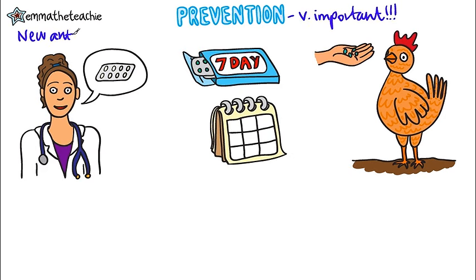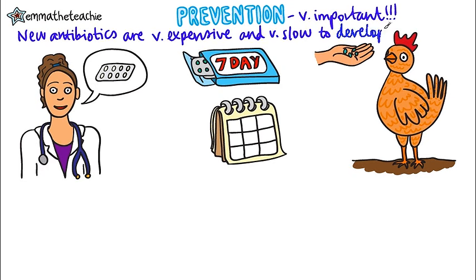But you might ask, why not just make new antibiotics? Well, new antibiotics are very expensive and very slow to develop. It can take many years and they're unlikely to keep up with the emergence of new strains. So we need to prevent them. Here are 3 ways how.